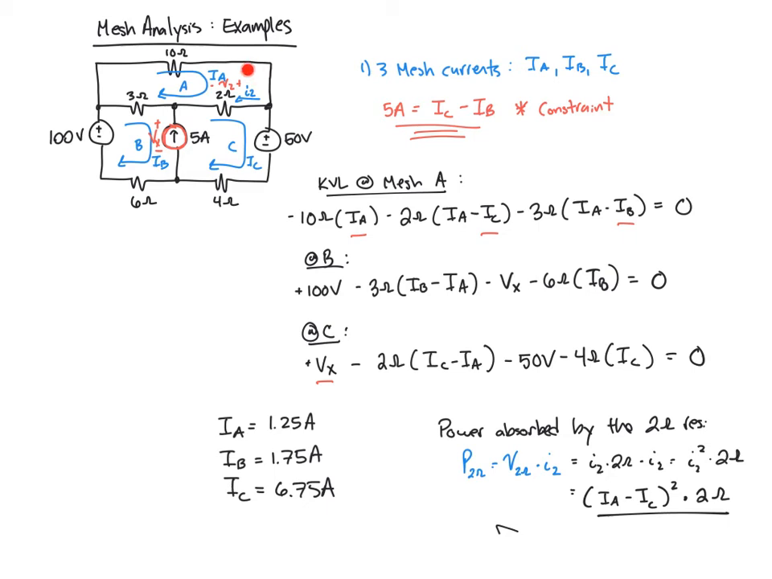Again, this is just relating branch current I2 to mesh currents IA and IC in the same way we used to construct our KVLs. So you can do this method for any element in this circuit to find the specific powers. The point is, once we find these mesh currents, any other parameter in the circuit can be determined.